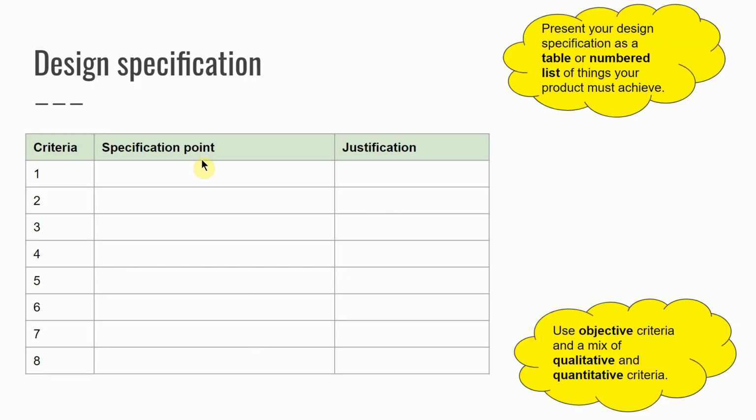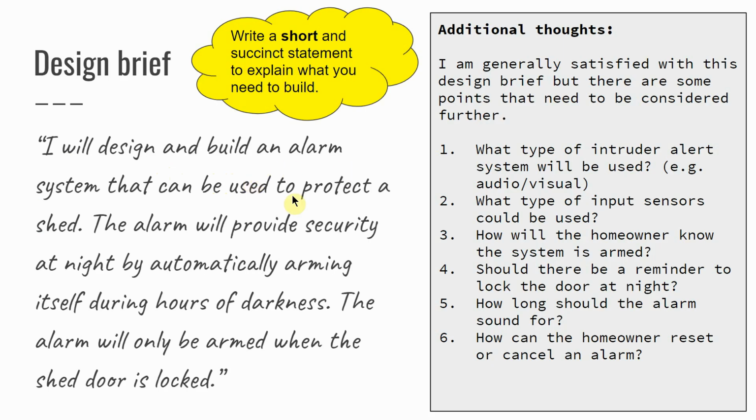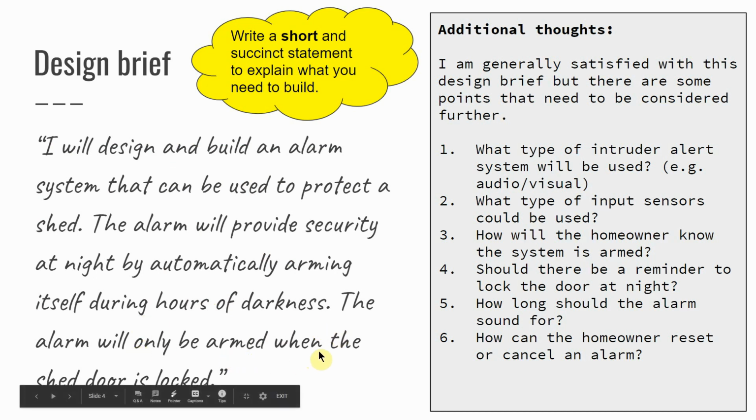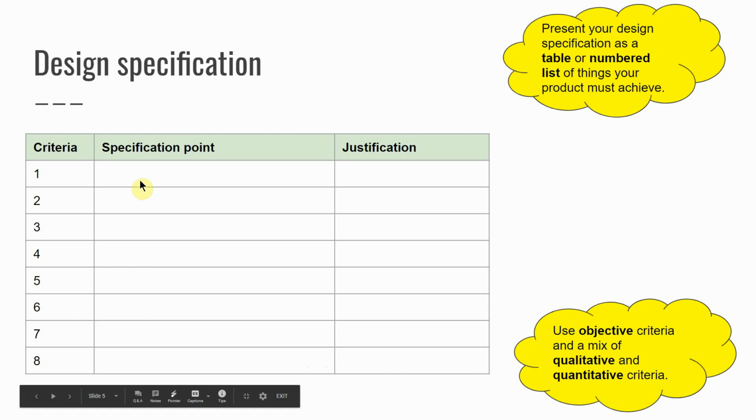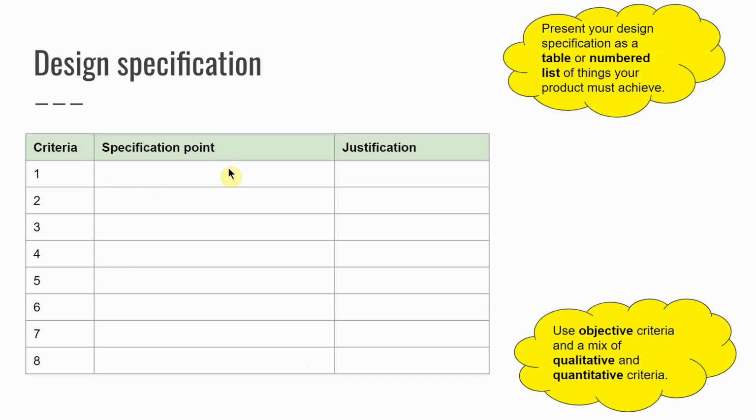So in the design specification, you now need to have some detailed things that your product will do. For example, one specification point will be the alarm system will arm itself automatically. But that's not explaining exactly how it arms itself. So if you were to leave it like that, that's not going to give you enough detail. Now, if you go back, we said, I think it's going to automatically arm itself during hours of darkness. The alarm will only be armed when the shed door is locked. So in the specification point, it might be more like, if the shed door is locked when it's dark, the alarm will be armed, or whatever you want to do.